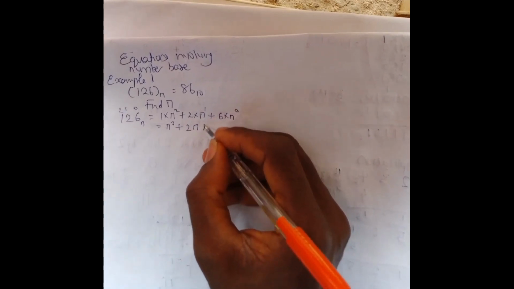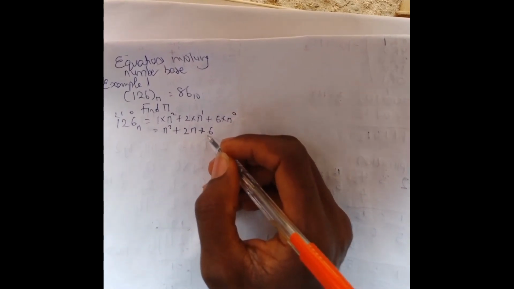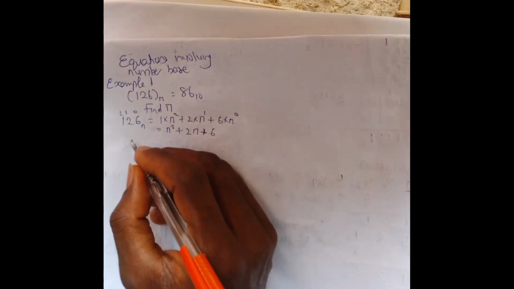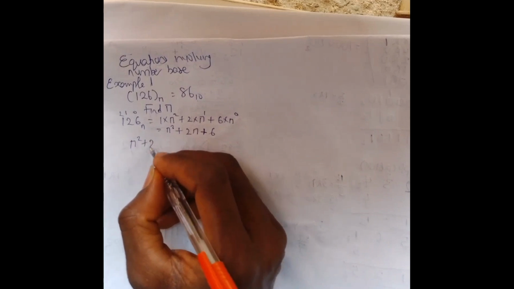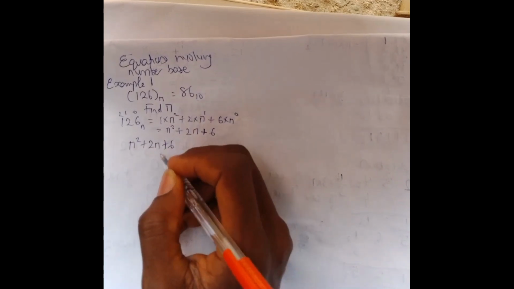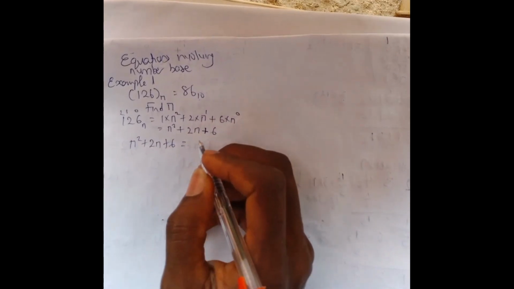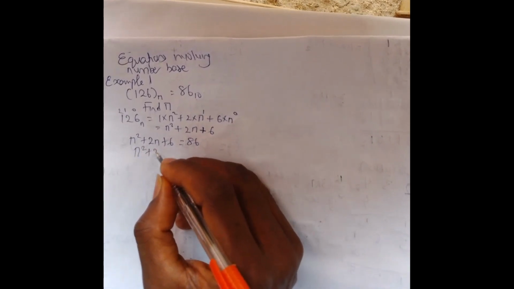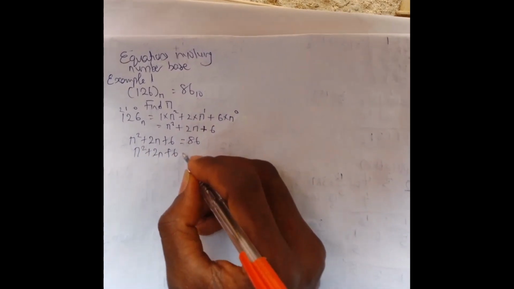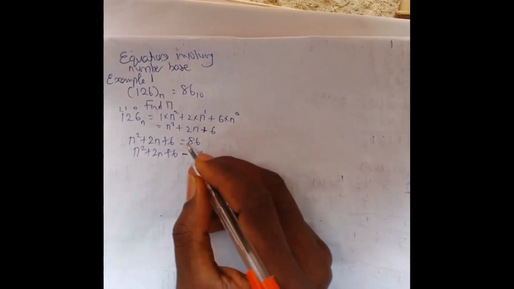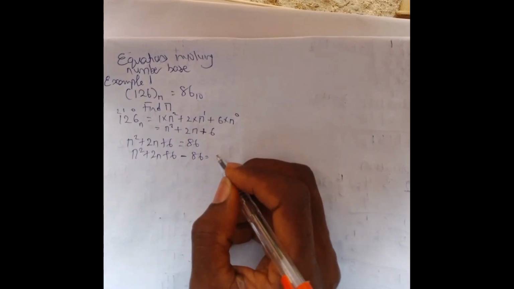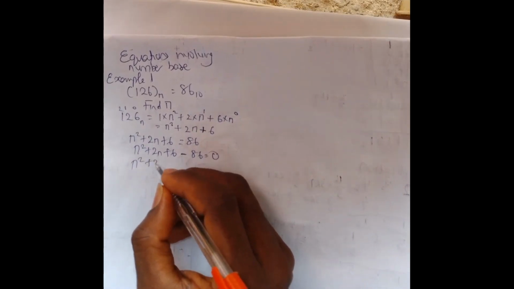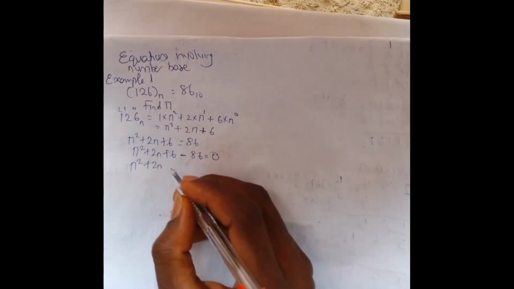So now let's equate it back to 86. n squared plus 2n plus 6 is equal to 86. And let's bring 86 to this other side. We now have n squared plus 2n plus 6 minus 86. Because it's a plus here, it goes to the other side and becomes minus. So we now have n squared plus 2n minus 80 is equal to 0.